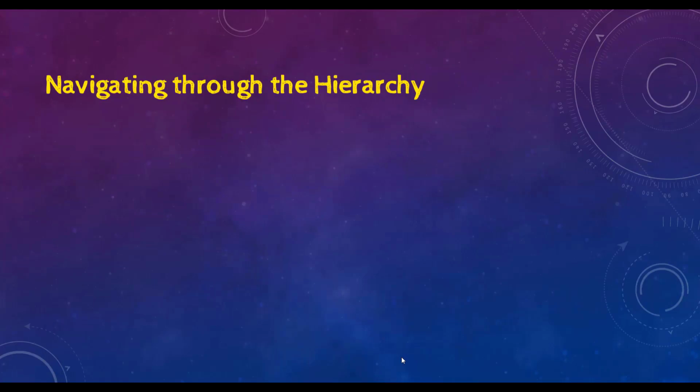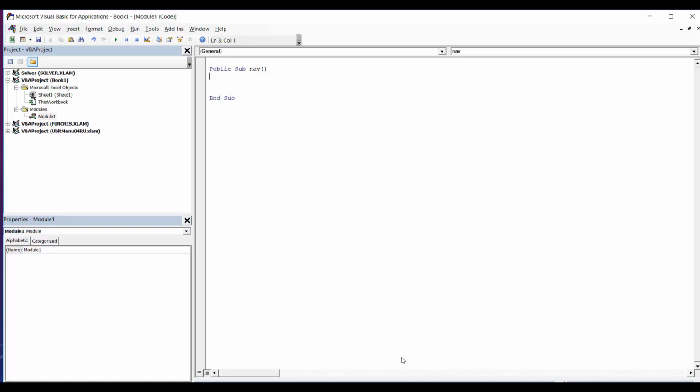Navigating through the hierarchy. If you want to work with the Application object, it's easy. You start by typing Application dot. Every other object in Excel's object model is under the Application object. You get to these objects by moving down the hierarchy and connecting each object on your way with the dot operator.